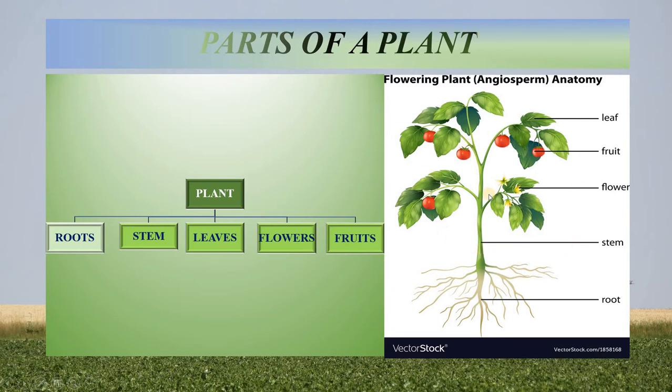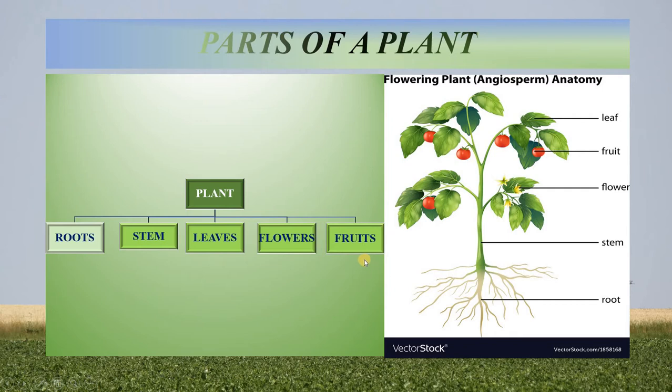Now shoot includes the stem. Here you see this one is the stem that holds the plant erect. Then leaves, these all are leaves. Flowers, here you can see these are the flowers, and fruits, these all are the fruits, and inside the fruit there are seeds. So if you write seed over here, that is also correct.